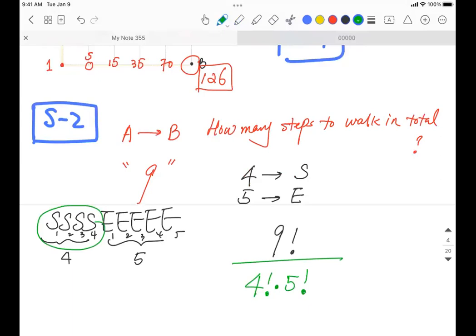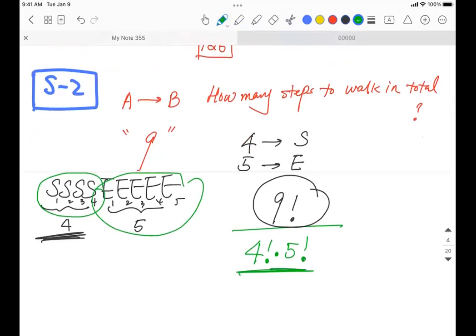Does it make sense? Because all those souths are considered to be the same, but you differentiate them whenever you use the 9 factorial. Or the 5 different easts, they're identical things, but you differentiate them whenever you use the 9 factorial. So therefore, you need to divide by 4 factorial times 5 factorial as the denominator, just to remove the duplicates. Does it make sense to you guys? Can I have some feedback?